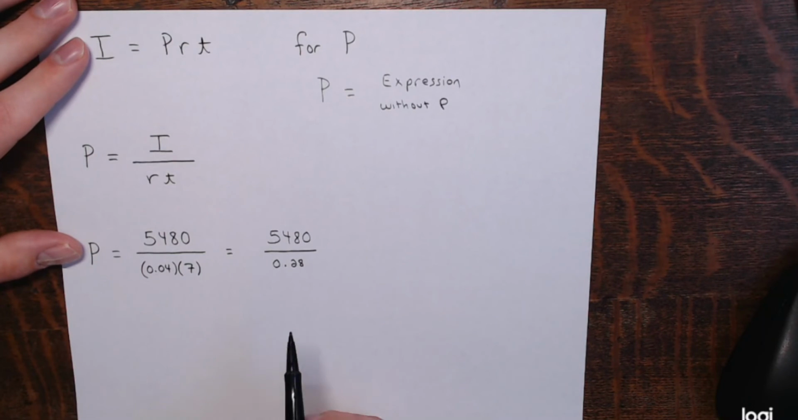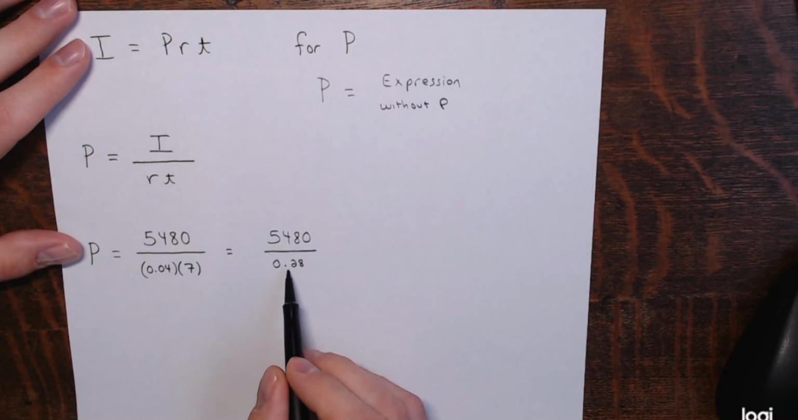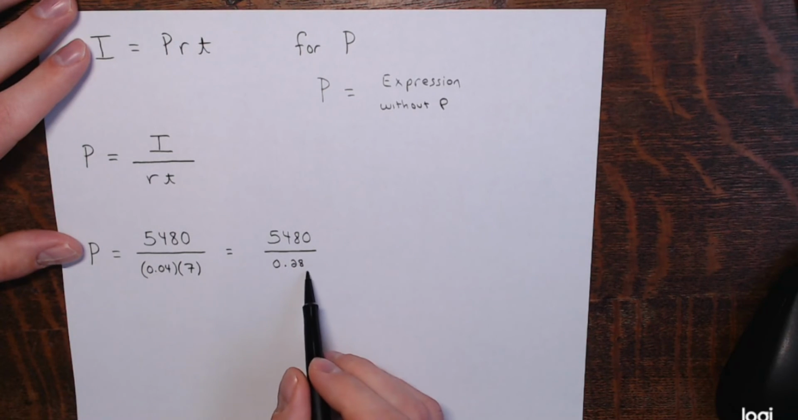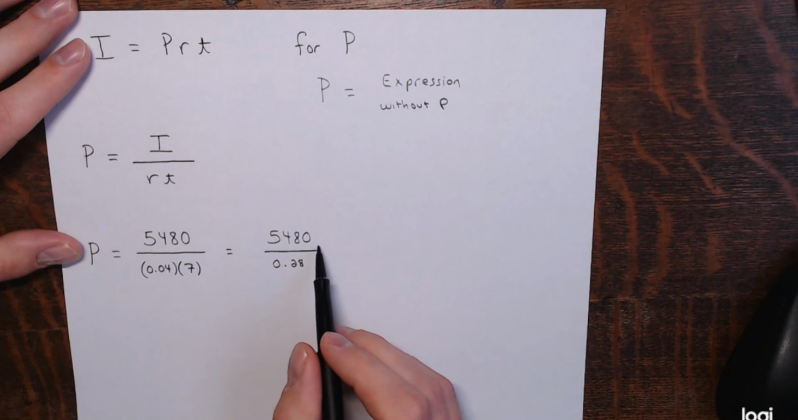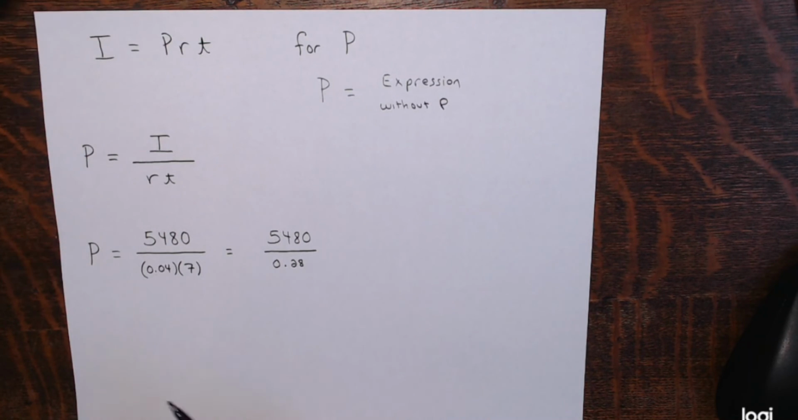And then I can just enter this into a calculator if I wish. I mean, you can do this by hand as well. Multiply the numerator and denominator by 100 to make it 548,000 divided by 28, and then do long division until you get to the 3rd decimal place, and then you can round to the 2nd decimal place. But I'm just going to go to a calculator.